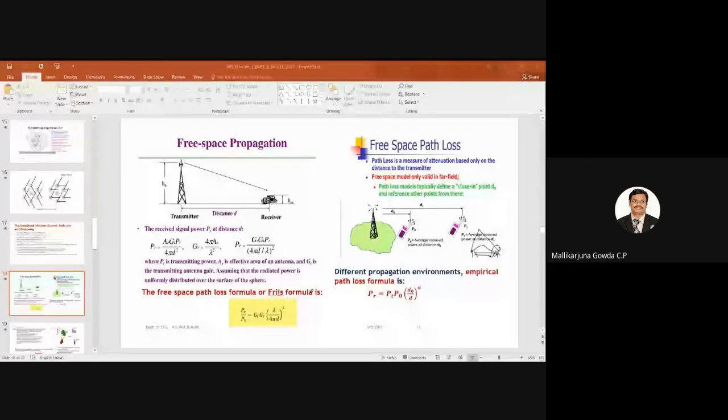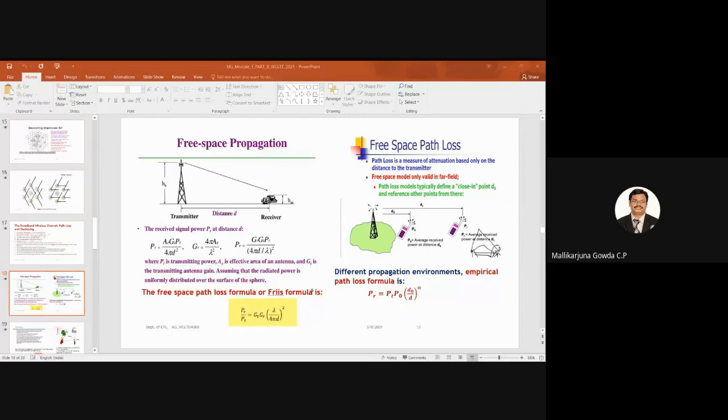Yes. So path loss is a measure of attenuation based only on the distance between the transmitter and the receiver. So free space path loss means what? It is a measure of the attenuation based on only the distance between the transmitter and the receiver. So here I have shown the transmitter. So that is my base station having an antenna. This height of the base station is denoted by HB. Then I have here a receiver, and its height is HM. So the distance between this transmitter and receiver I denoted by D.